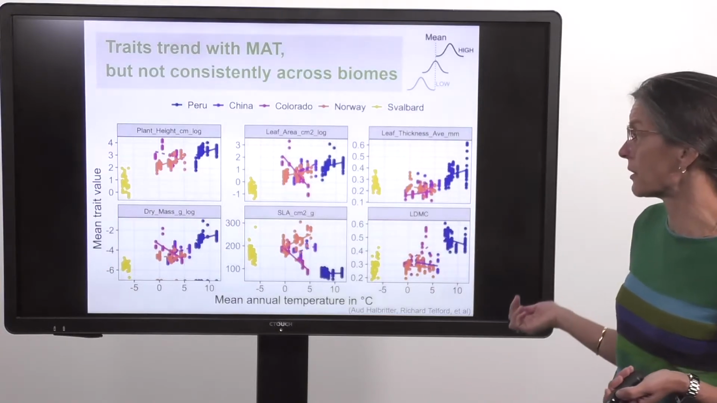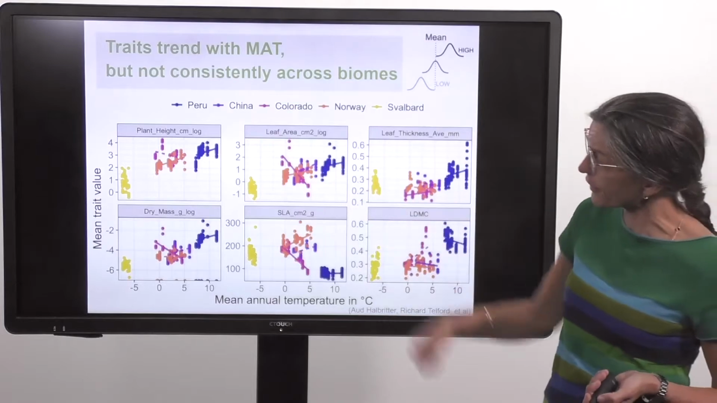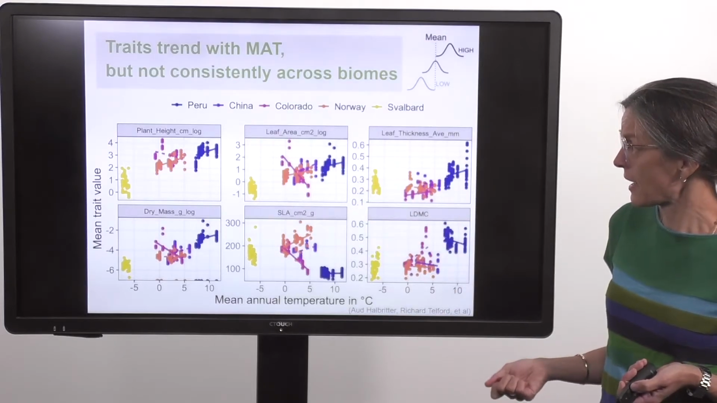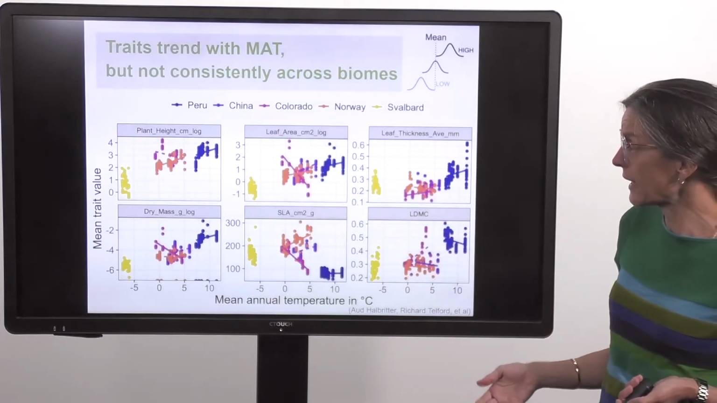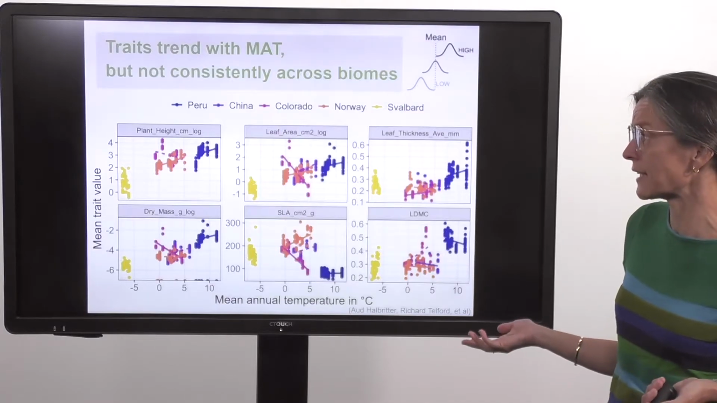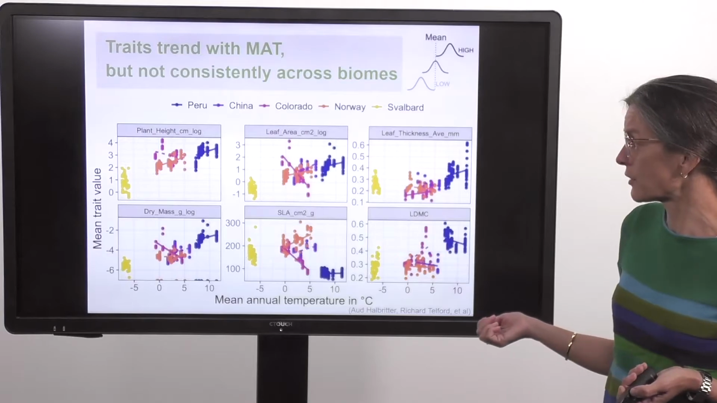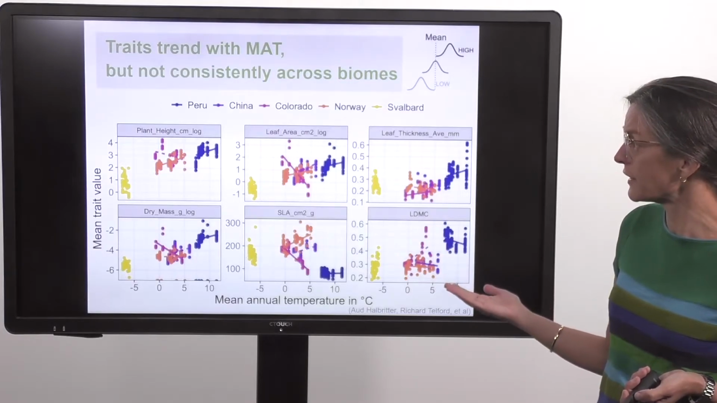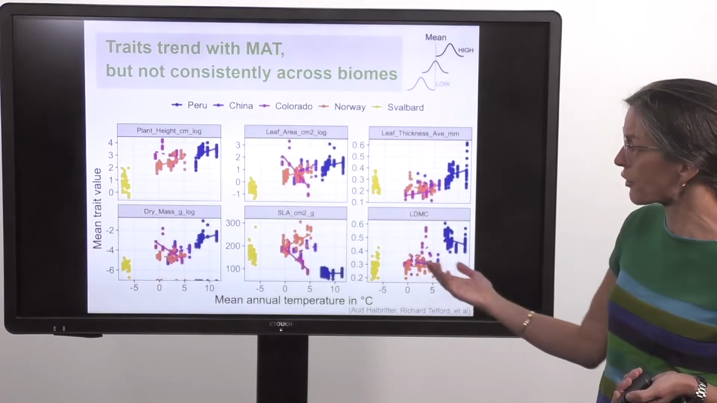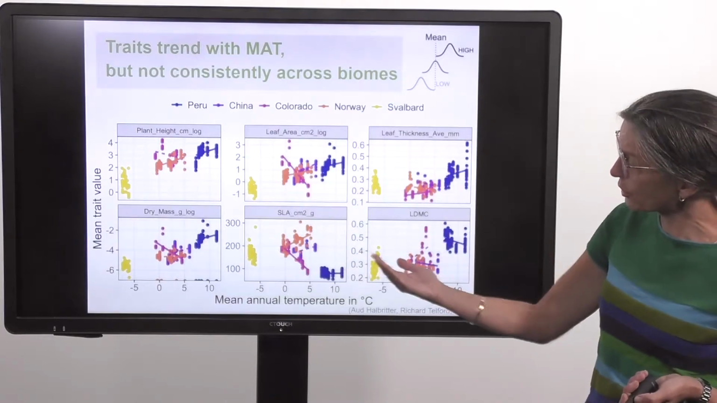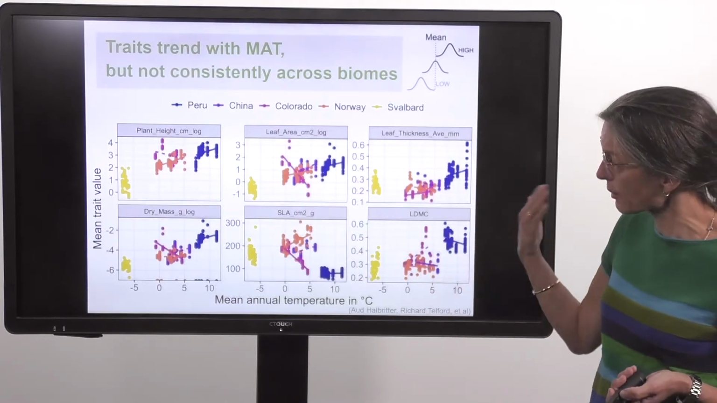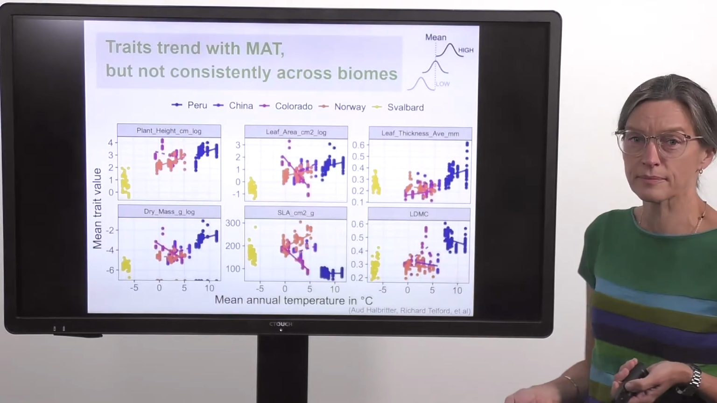So for example, plant height, the upper right-hand plot there, there are much shorter statured plants in the Arctic than we have in the tropics, and the same thing with altitude or with temperature going from the warmer lowlands to the colder alpine areas in each of the sites. There we also have the similar kind of trend.